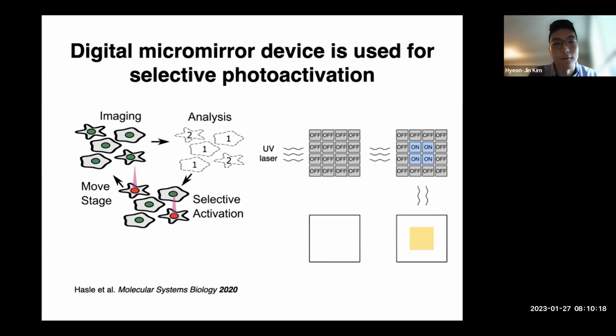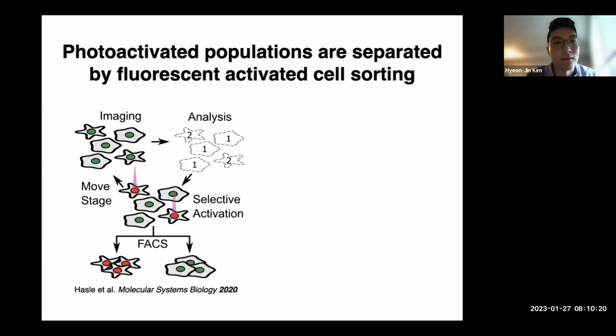So once you do that for all fields of view, you can use fluorescence-activated cell sorting to physically recover the cells that you have activated.